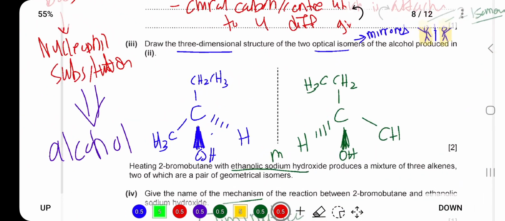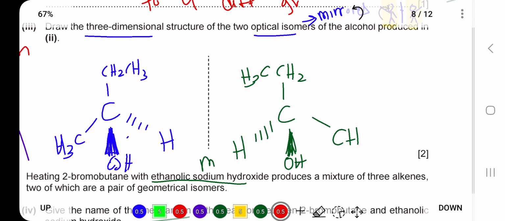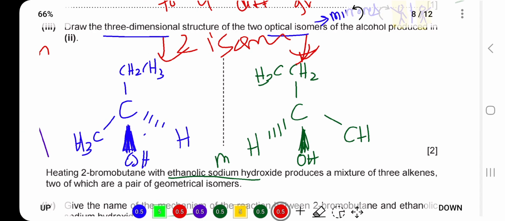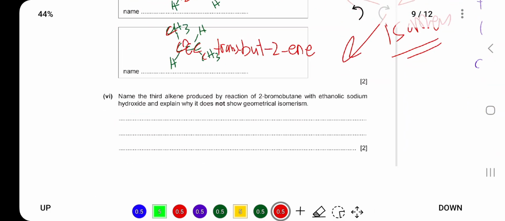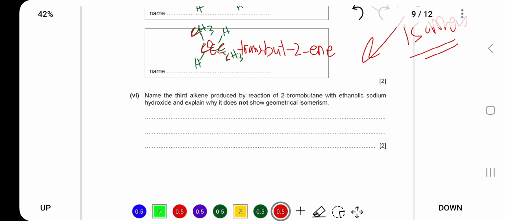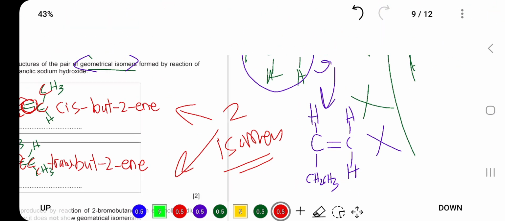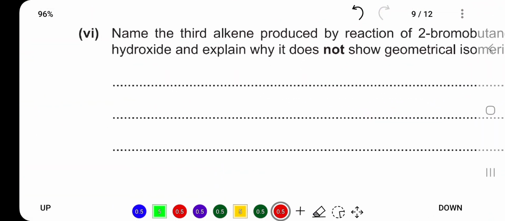For the optical, the inverted ones are also counted as 2 isomers. These are 2 isomers. Even though they're the exact same thing, they are mirrors, so they are counted as 2 isomers. Here are also 2 isomers, cis and trans. Alright, that's exactly what I explained here. Get it?